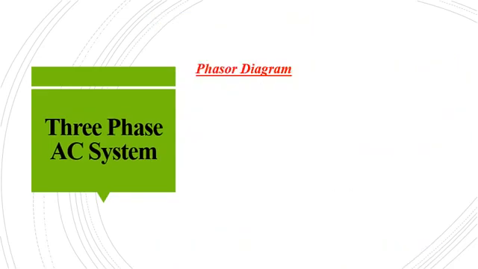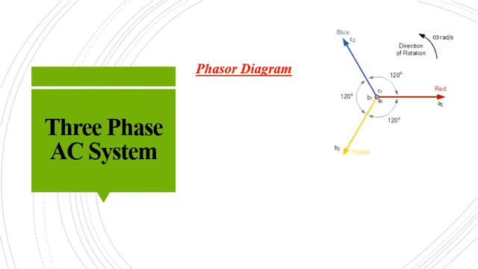Next we can see the phasor diagram of a 3-phase system. The 3-phase voltages are denoted as VR equals Vm sin omega t, VB equals Vm sin(omega t plus 120), and VY equals Vm sin(omega t minus 120). So VR is taken as the reference phasor here.